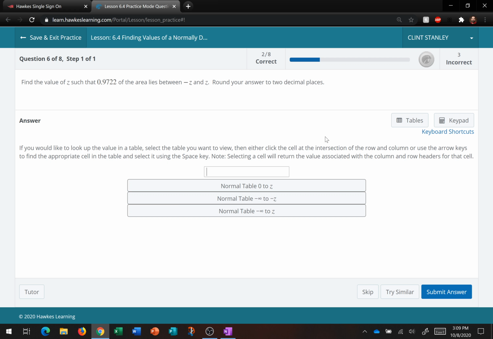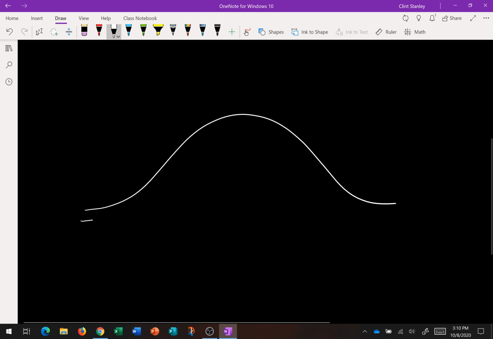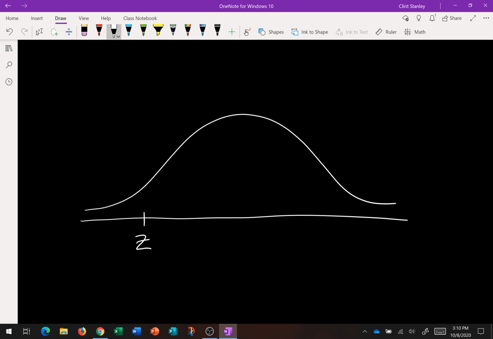Let's find another. Okay, good. We've got an area between. On these, we have a little bit of work to do ahead of time. It's not terrible. We just have to do a little bit of scratch work ahead of time. So this says we want 0.9722 of our area to be between negative z and z. So let's sketch that. We want area 0.9722 to be in the middle of these two z values. And so here's negative z, here's z, I forgot my negative. And in between there, we want 0.9722.